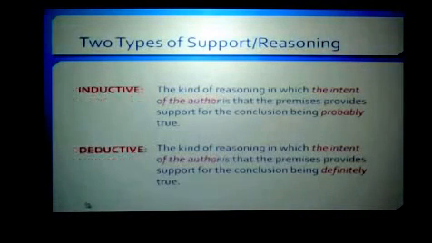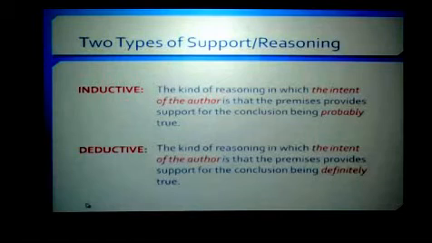Now there are two things to recognize about these two definitions. The first thing is that in both definitions of inductive and deductive reasoning, the intent of the author is involved. So with inductive reasoning, the intent of the author is that the premises provide support for the conclusion being probably true. And for deductive reasoning, the intent of the author is that the premises provide support for the conclusion being definitely true.